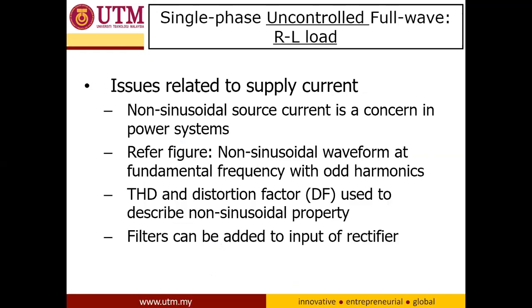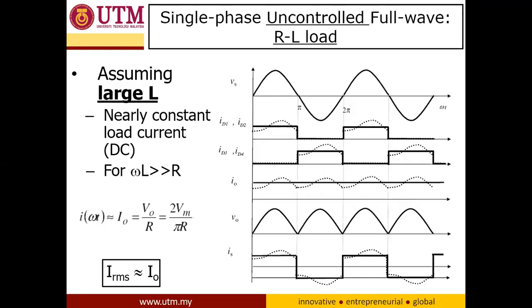Now, an issue related to the supply current. When you are using a rectifier, definitely you want the output to be a pure DC voltage and DC current. Usually we can achieve that by using an inductor or capacitor as the load. But our concern, which is not covered in this syllabus, is actually at the input side. As you can see, when the inductor of the load is higher than the resistor, you have a DC current, which is the objective of the rectifier.